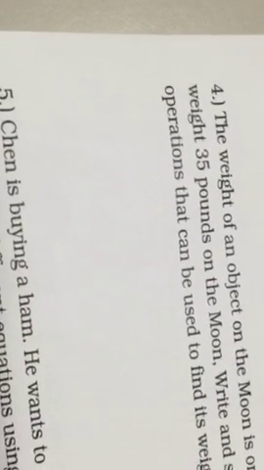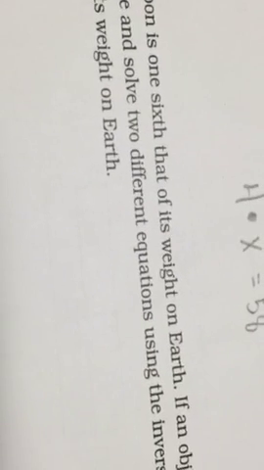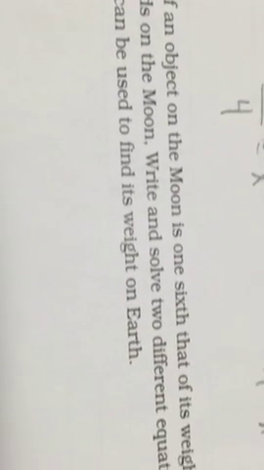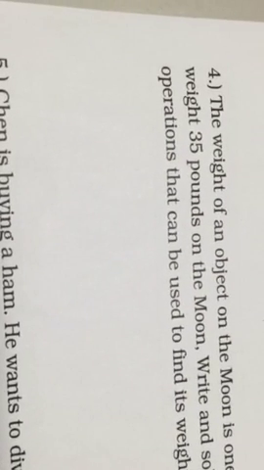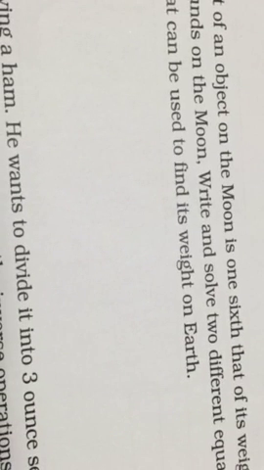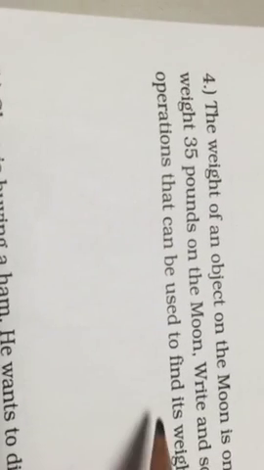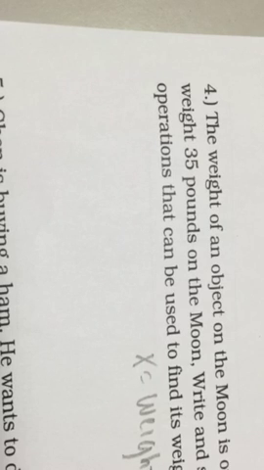So let's go right to number 4. The weight of an object on the moon is 1/6 that of the weight on Earth. If an object is 35 pounds on the moon, write and solve 2 different equations using inverse operations that can be used to find the weight on Earth. Okay, so that's what I'm looking for in number 4. I'm looking for the weight on Earth.